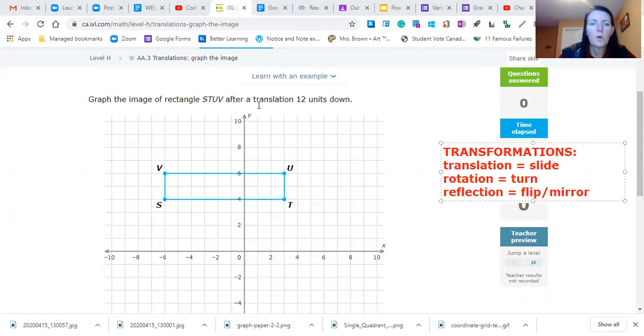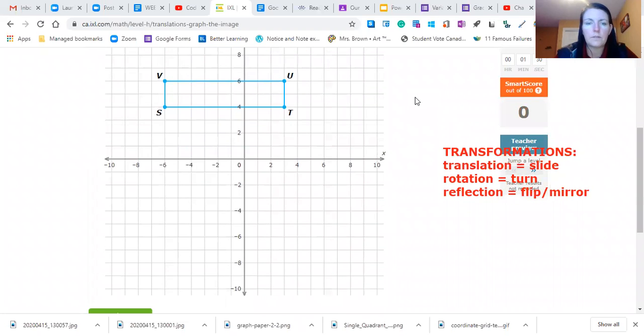Okay, so the translation, if we look here, translation means to slide. So we need to make sure that we're sliding it 12 units down. What you are wanting to do, you are going to count. Take any of these points, it doesn't matter. Let's start at T and let's count 12 units down. So we're going to go 1, 2, 3, 4, 5, 6, 7, 8, 9, 10, 11, 12. And you put your marker there.